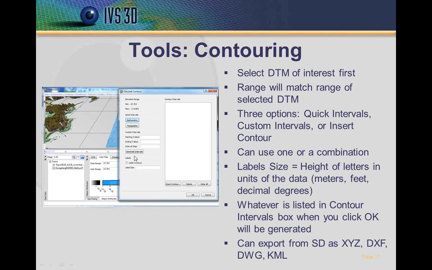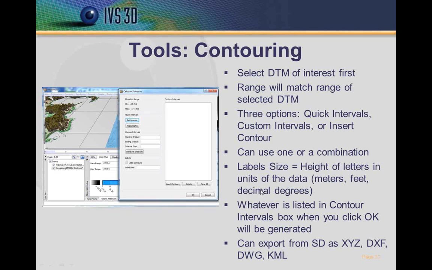You can also choose to label your contours, and the label size is in height of the letters in units of the data. So if you're working with UTM data, the height of your letters is in meters. If you're working with geographic data, the height of your letters is in decimal degrees. And that's quite difficult to think about.